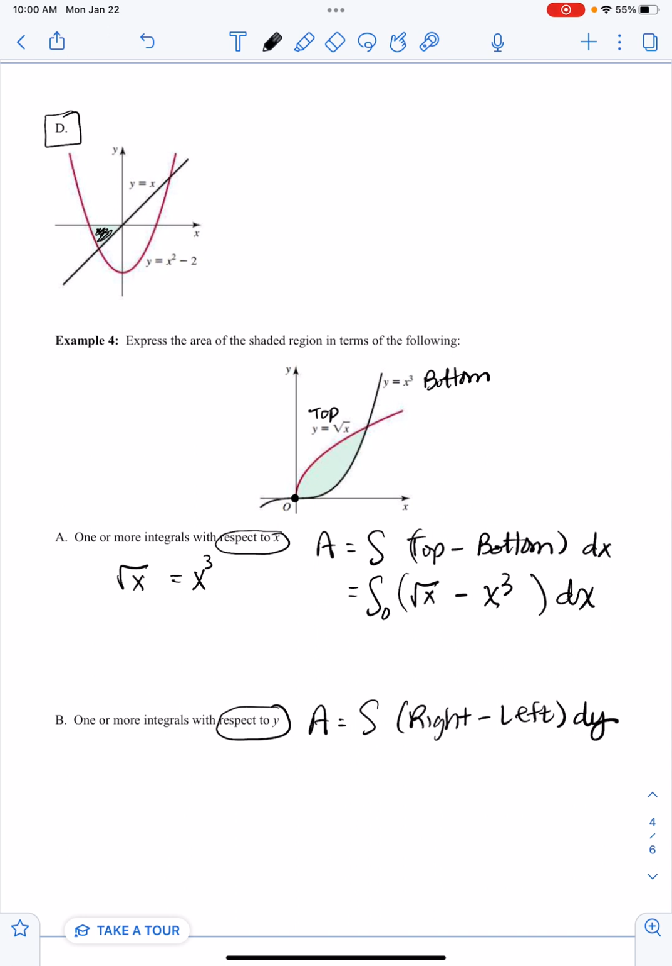So when we solve this, we go through and square both sides. So we're going to get x equals x to the 6th, and then we can take out an x. We get x to the 5th minus 1. So there's the x equals 0 that we can see from the graph. And then this one, we'll get 1 for the upper limit. Okay, so those are the x values there.